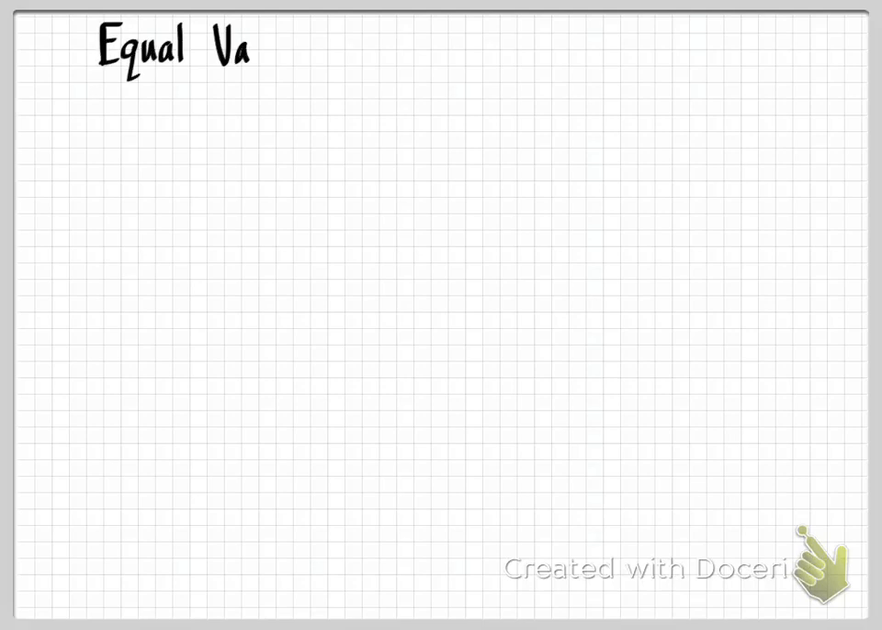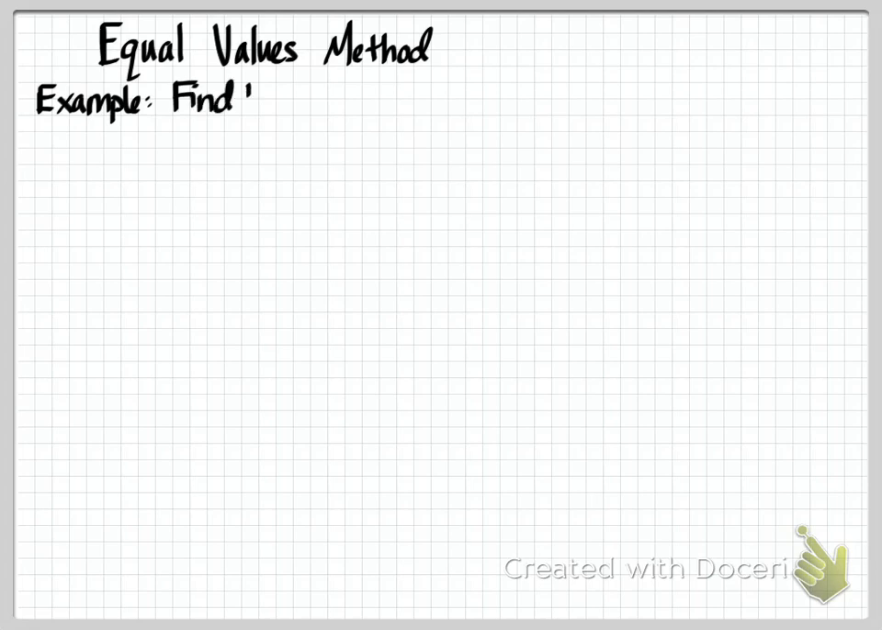This is video 4.2.3, and the goal of this video is to be able to solve systems using the equal values method. So let's take a look at the first example. The example is asking us to find the point of intersection.